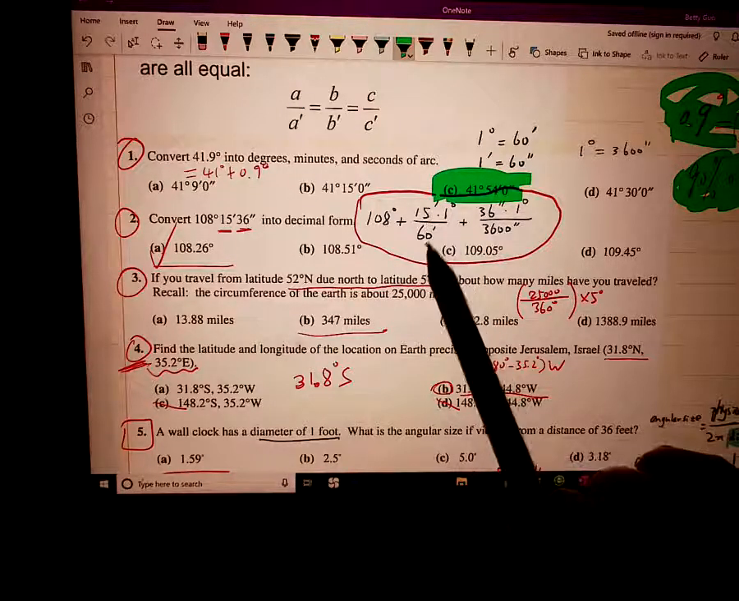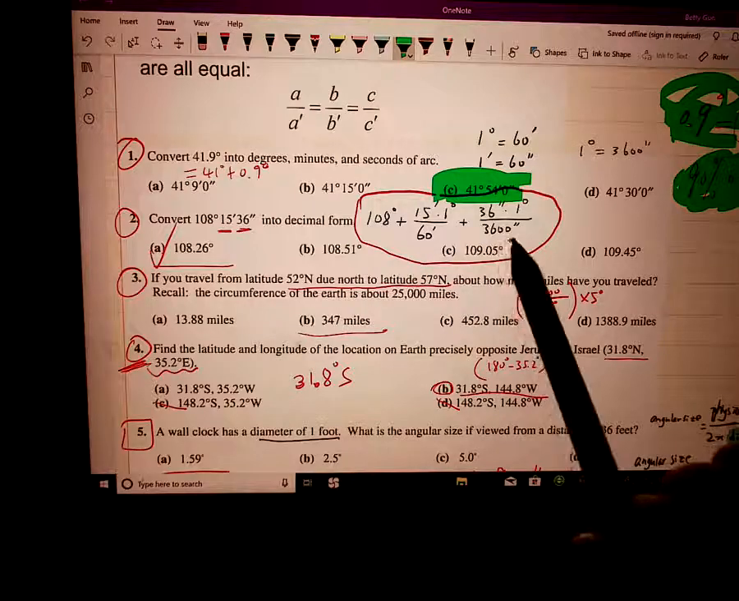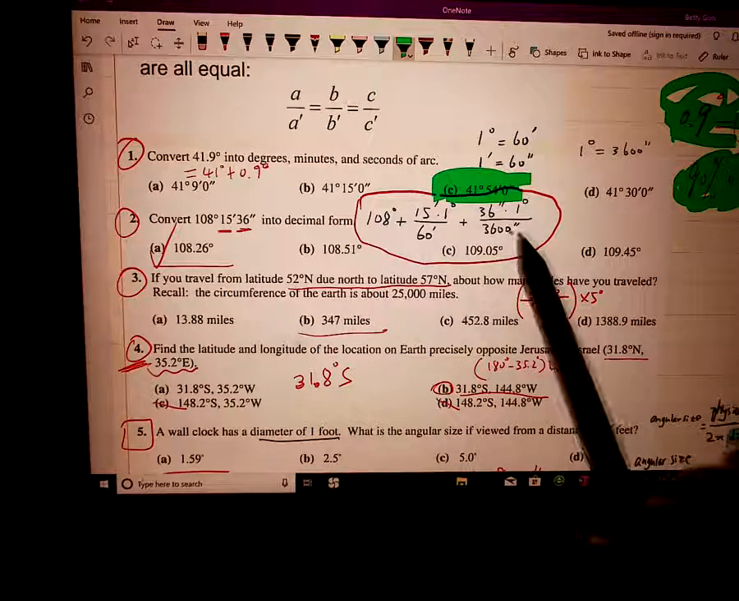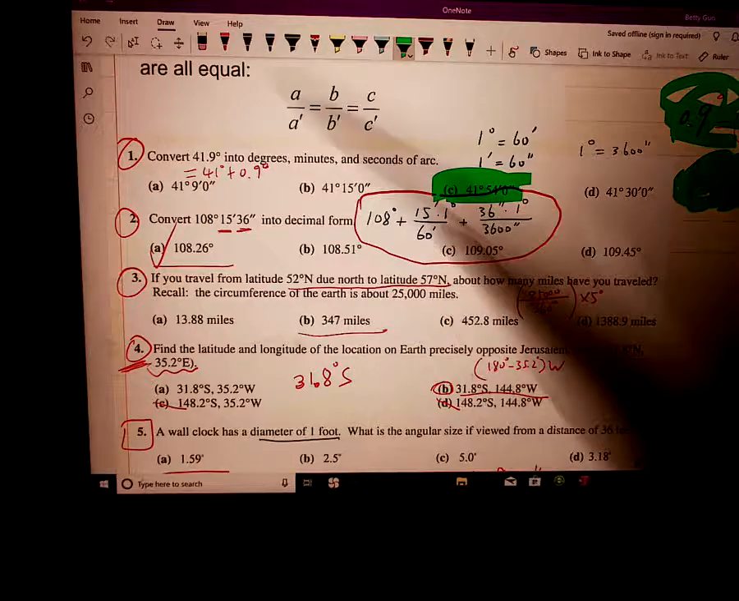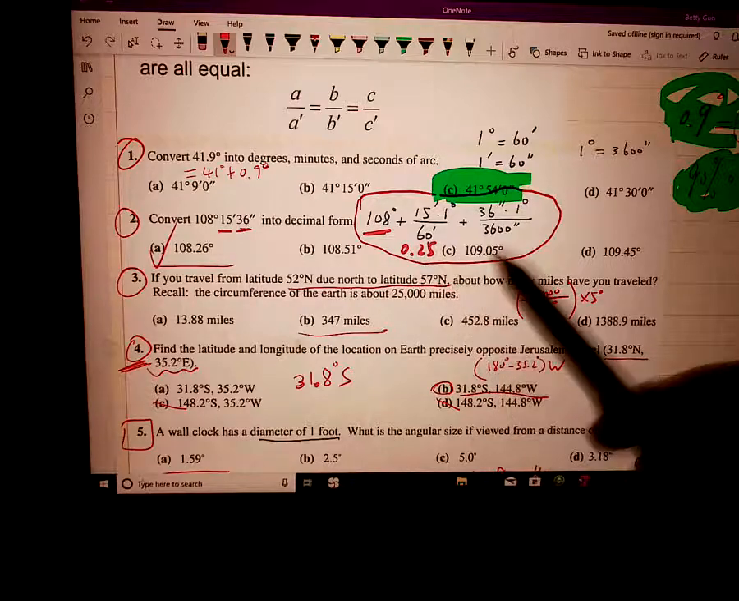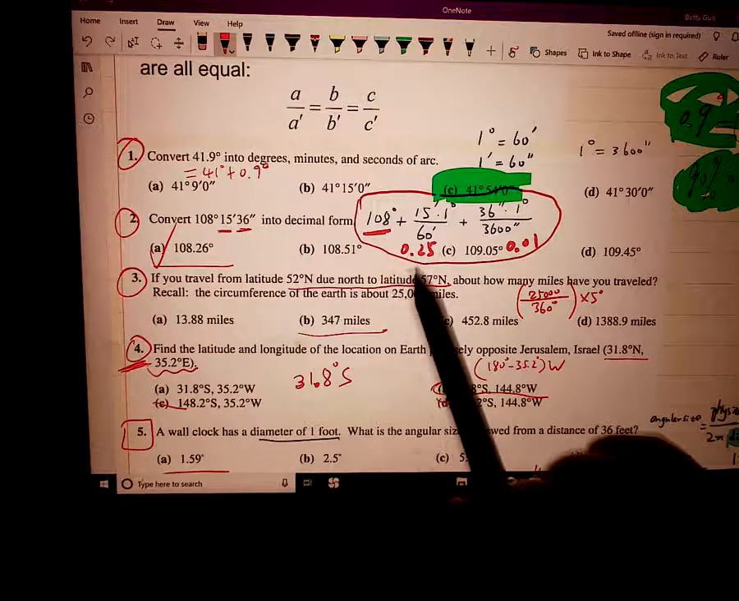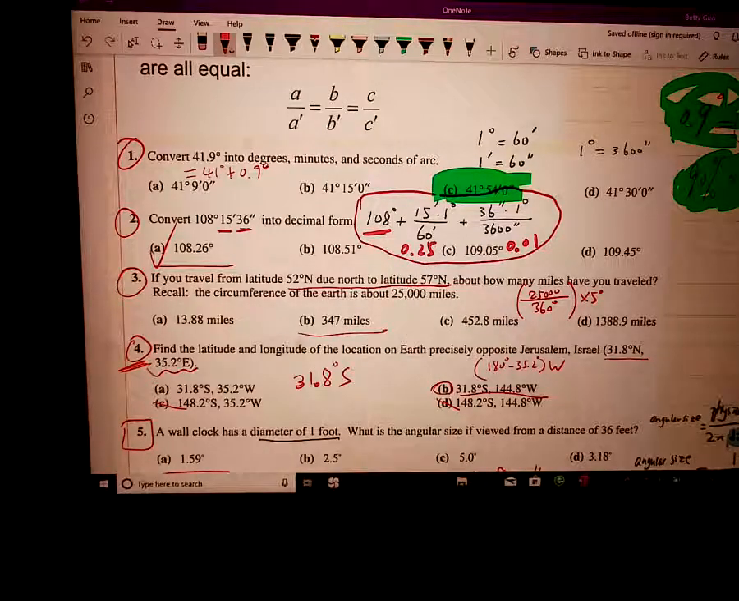15 over 60, that is 0.25. 1 over 4, a quarter, right? 0.25. 36 over 3600, that is 1 over 100, that is 0.01. So altogether, you have 108 here, 0.25 here, and 0.01 here. So altogether, you have 108.26 degrees.